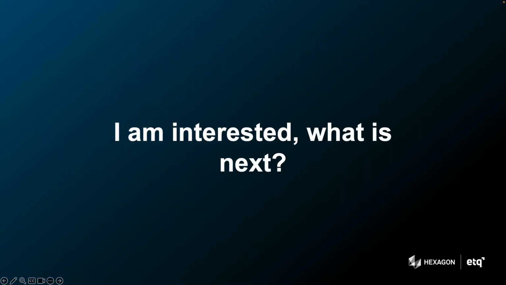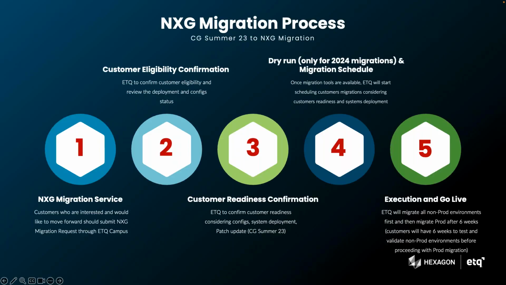Let's say you liked what you heard so far and now you are interested. What's next? The process is simple. Please log into our canvas and create a service case of type NXG migration service and mention your interest in the NXG migration. This will go to our migration team queue, who will review your deployment and confirm your eligibility and readiness. Then we will meet you to discuss and explain what needs to be done to get you in the queue. Some may need zero effort, others may need some tweaking or need a patch or more. It depends on each account, but we are here to work with you closely and get things arranged.